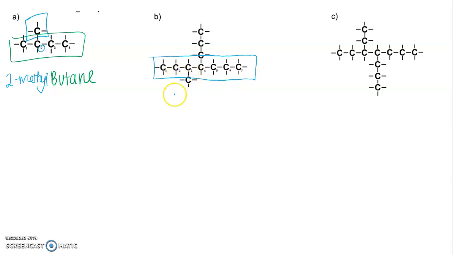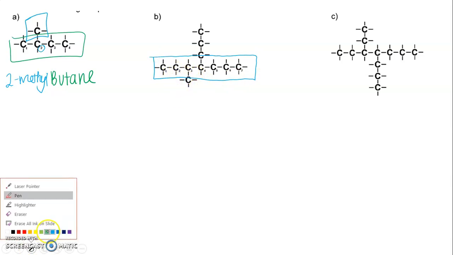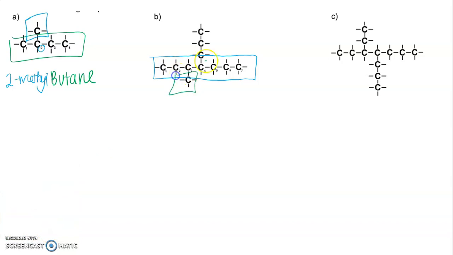In B, it's already numbered for us that the largest chain is 7, numbered from left to right. We have a group here on the 3rd carbon and on the 4th carbon. If we had numbered the other way, it would have been 1, 2, 3, 4, 5, 6, 7. Since 5 is higher than 3, numbering from left to right is the best option. So in this case, we have a 7-carbon parent chain, which would be called heptane.